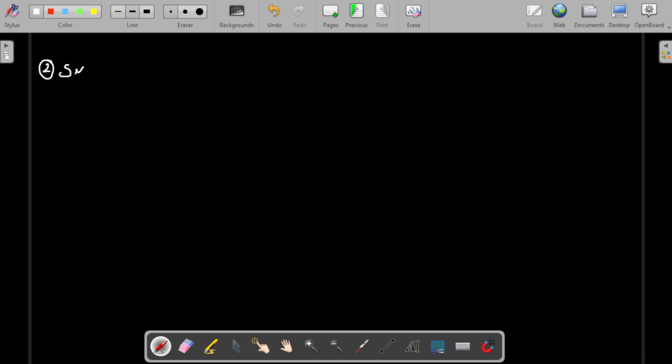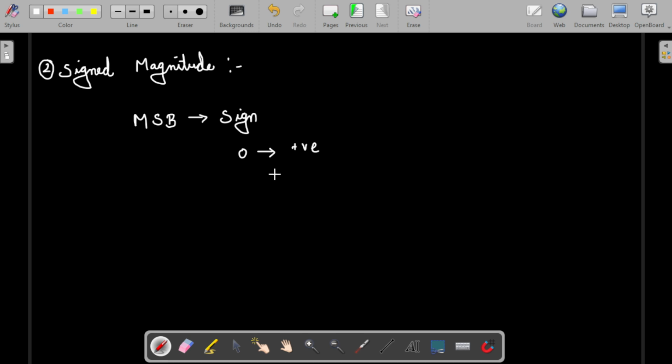So in order to make that perfect, they brought in the signed magnitude representation. In this one, we can represent both positive and negative numbers. For this, the MSB is dedicated to sign. The MSB is dedicated to sign, meaning the left-hand side bit is the sign bit. If the sign is 0, it is a positive number. If the sign is 1, it is a negative number. That is the terminology they followed previously.